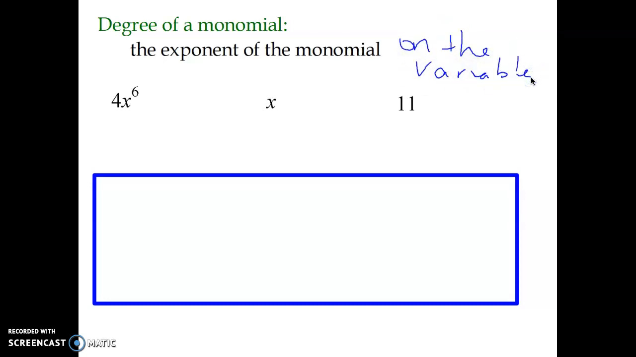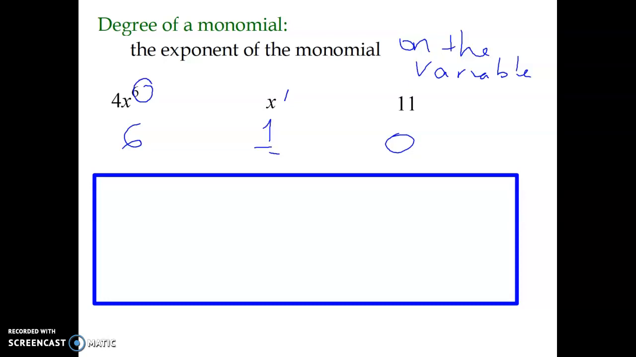So look at this first one, 4x to the 6th. There's my exponent. So the degree of this monomial is 6. When I just have x here, it's got an understood 1 as the exponent. So the degree on this one is 1. With 11, you don't see an x. There's an understood x to the 0 right there. So this one, the degree is 0 because there's not an x. It's just a constant. Any constant is always going to have a degree of 0.